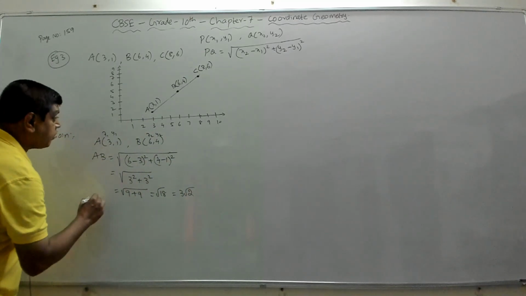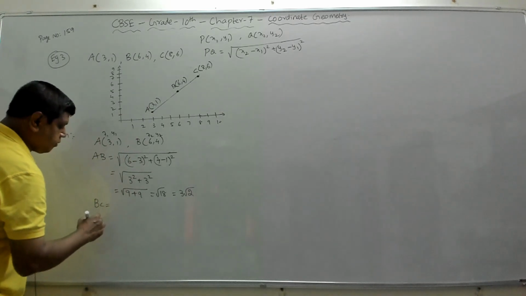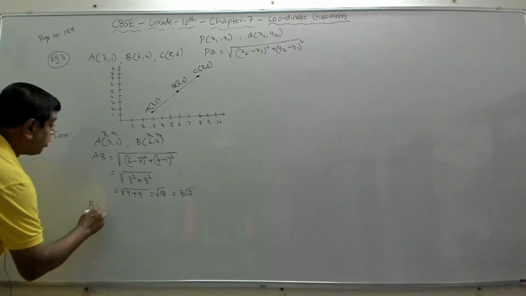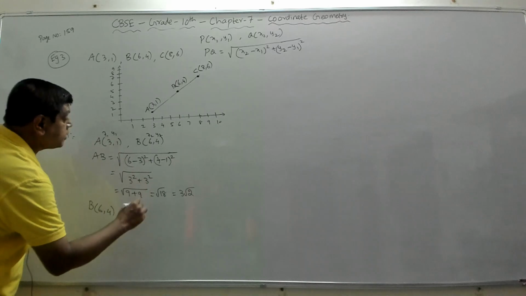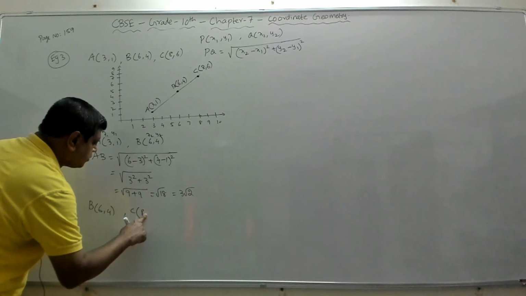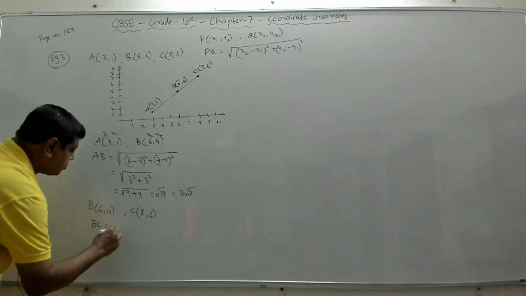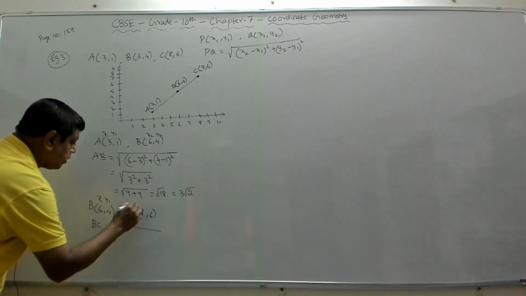So similarly, let's find what BC is. We'll take B and C, then we'll find BC. B point is (6, 4) and C point is (8, 6). Let's try to find the distance between B and C. The distance between B and C is the square root of, so we'll take this as x1, y1 and this as x2, y2.